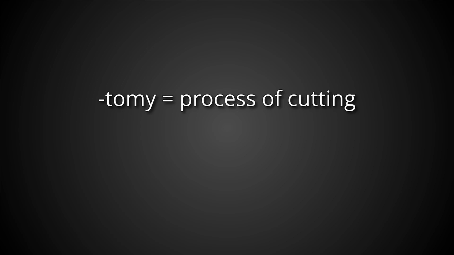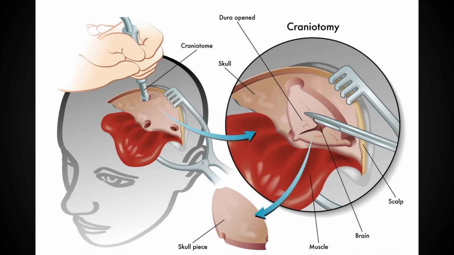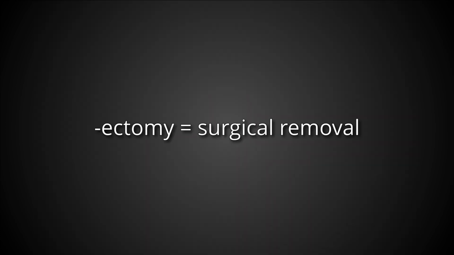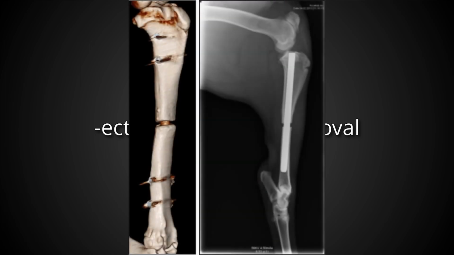There are other ones too, such as tomy, ectomy, and stomy. Tomy refers to the process of cutting. An example includes craniotomy, the surgical incision or process of opening into the skull. Ectomy, on the other hand, means a surgical removal. An example includes ostectomy, which is a surgical removal of bone.